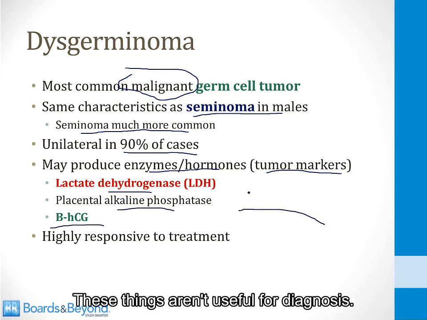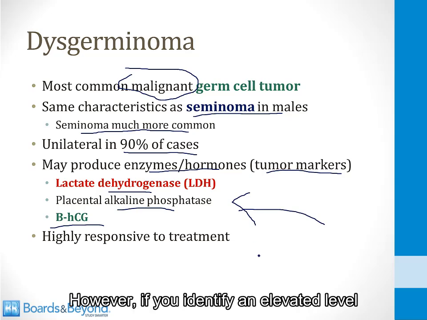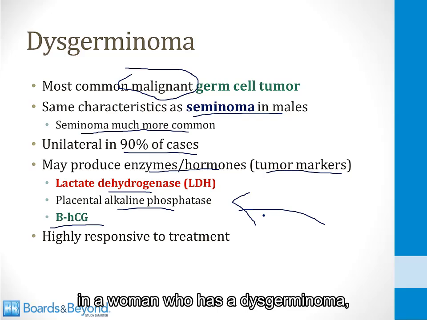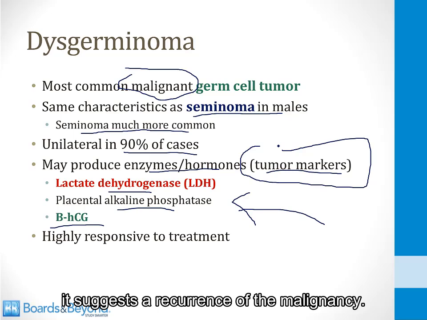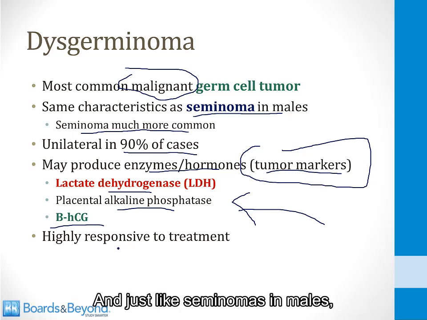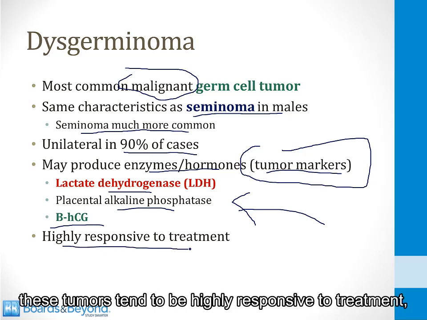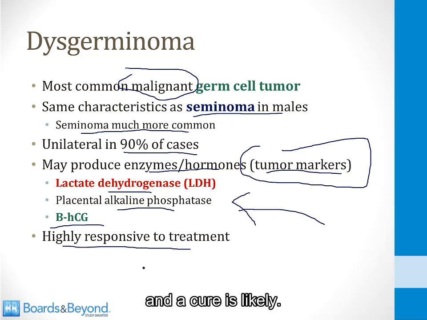These things aren't useful for diagnosis. However, if you identify an elevated level in a woman who has a dysgerminoma, you can then use it as a tumor marker. The level should fall after treatment. If it begins to rise again, it suggests a recurrence of the malignancy. And just like seminomas in males, these tumors tend to be highly responsive to treatment, and a cure is likely.